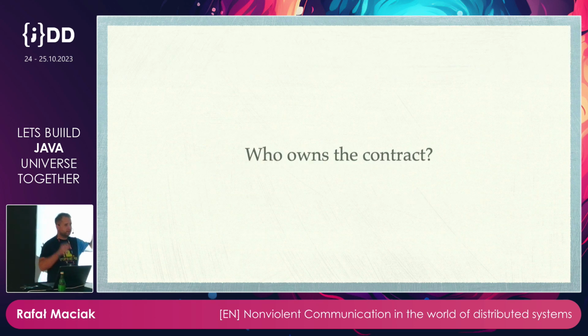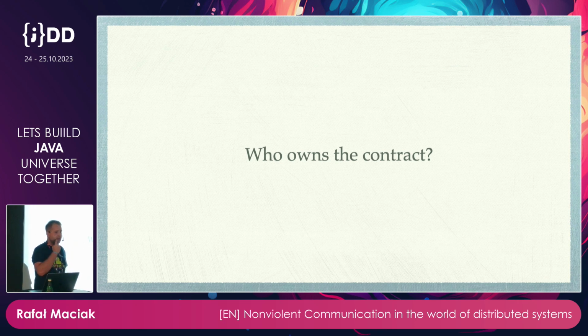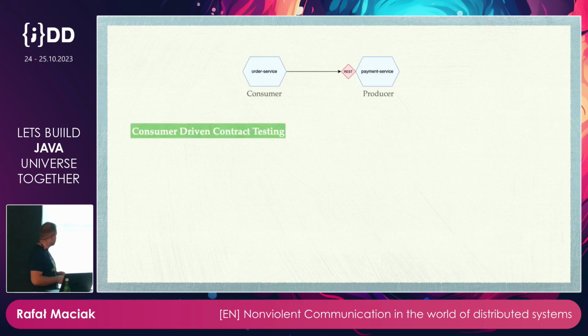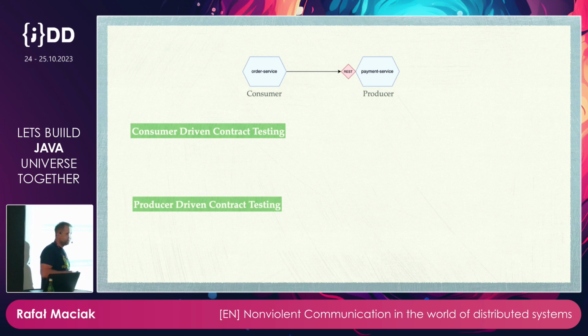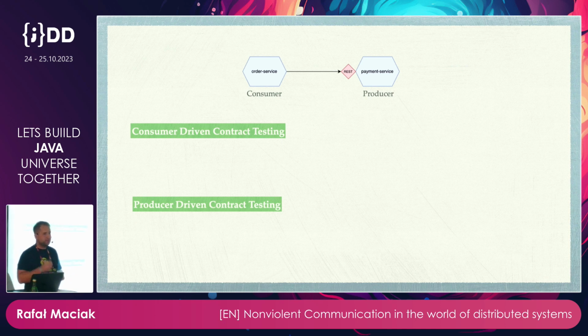Okay, now you may ask a question. We have producer, consumer, and contract. But who actually owns the contract? Who is responsible for driving it? There are 2 approaches: consumer-driven contract testing and producer-driven contract testing. Those approaches are related to terms that you probably know from strategic domain-driven design, which are upstream service and downstream service. The upstream service is the service which drives the model, while the downstream service just conforms to this model. Just take it as it is.